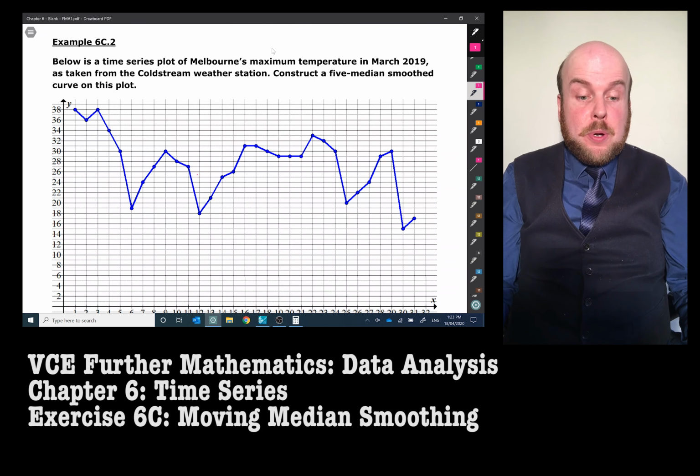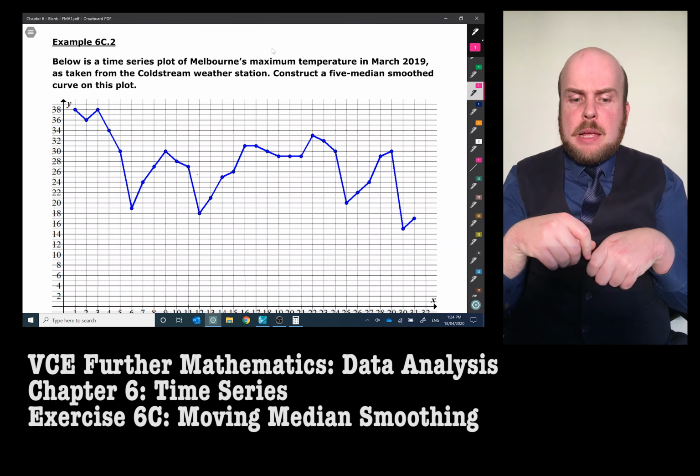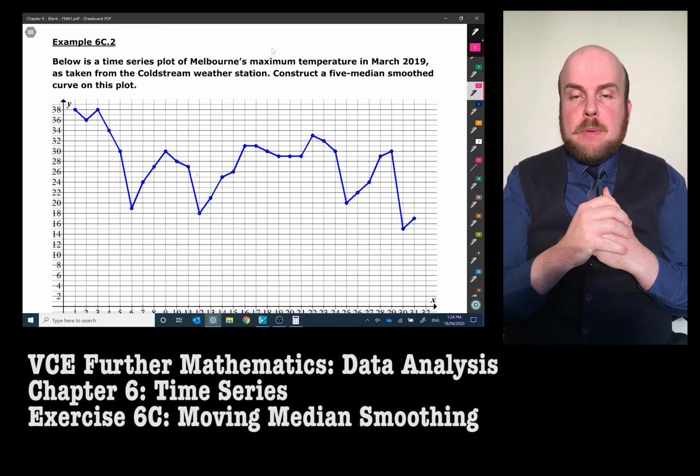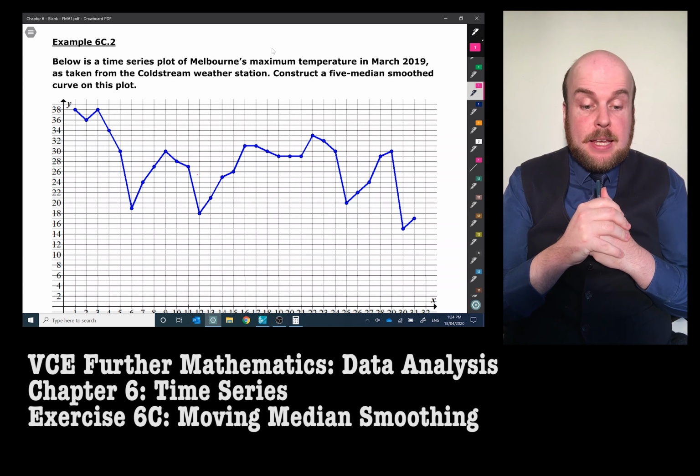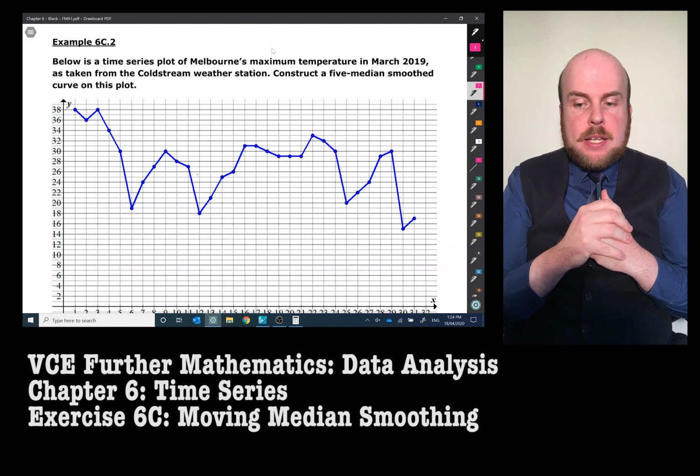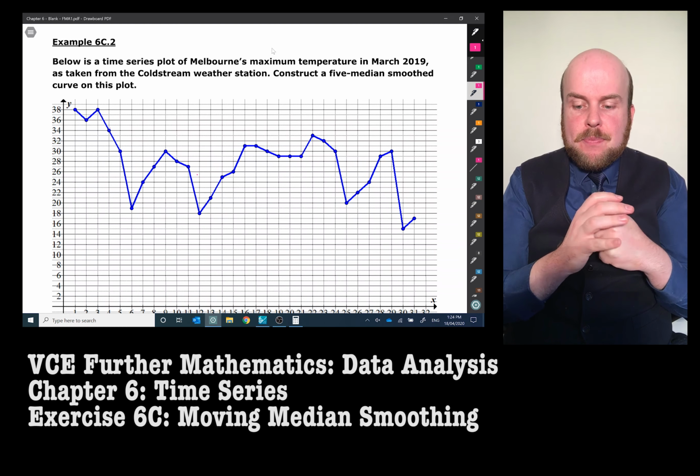Exercise 6C.2. Below is a time series plot of Melbourne's maximum temperature in March 2019, as taken from the Coldstream Weather Station. Construct a 5 median smoothed curve on this plot.